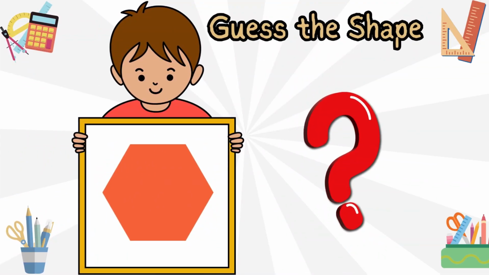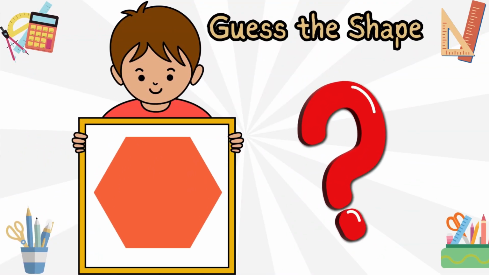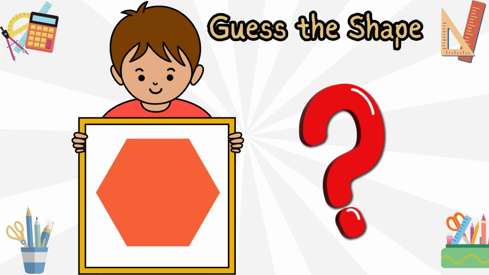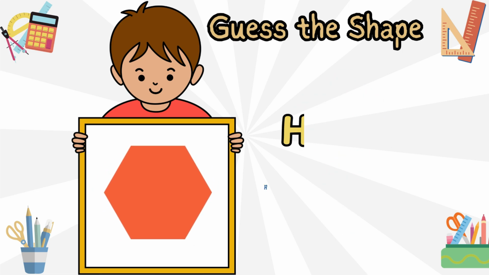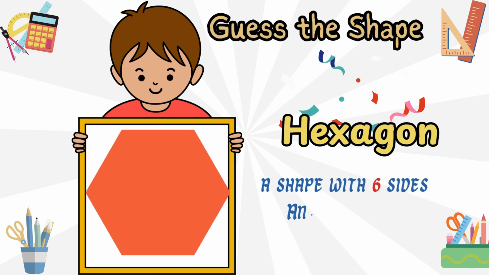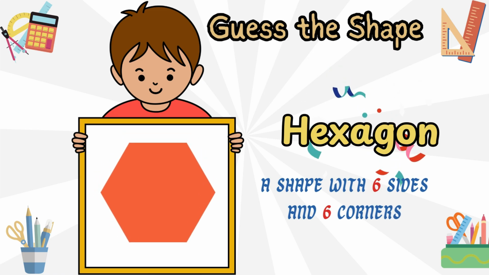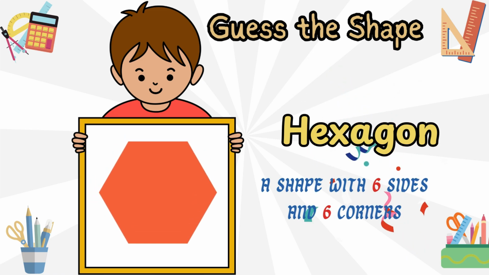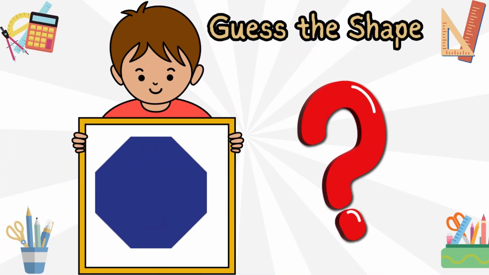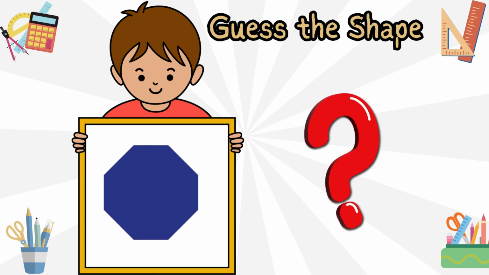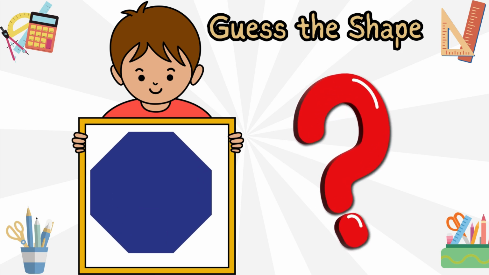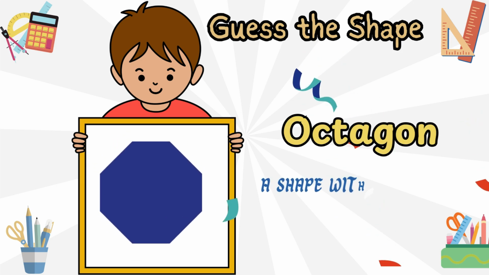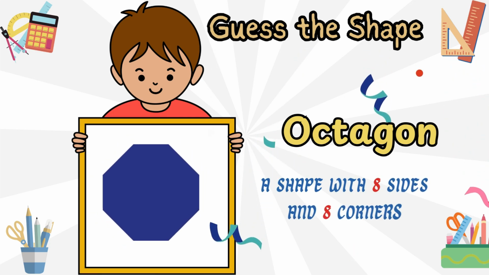How about this? Hexagon. A shape with 6 sides and 6 corners. Give a try for this. Octagon. A shape with 8 sides and 8 corners.